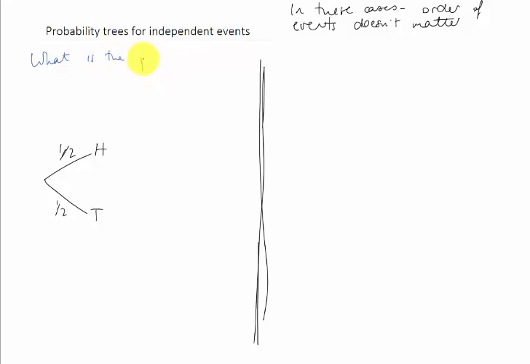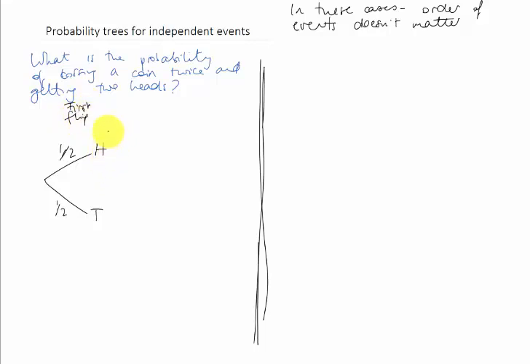what is the probability of tossing a coin twice and getting 2 heads? Getting the outcome heads twice. So here's the first flip. So you've got these 2 different possible events. So half the time we get heads, half the time we get tails.